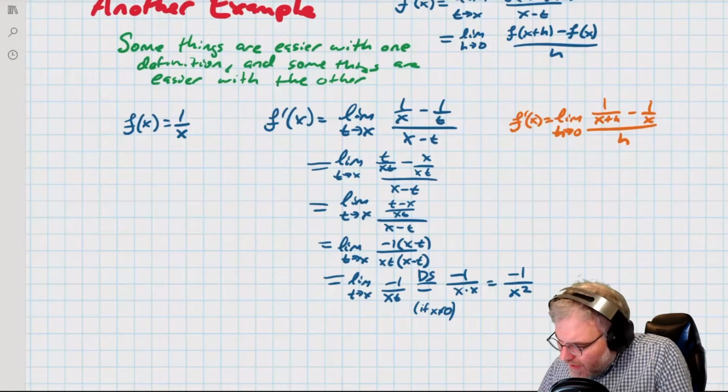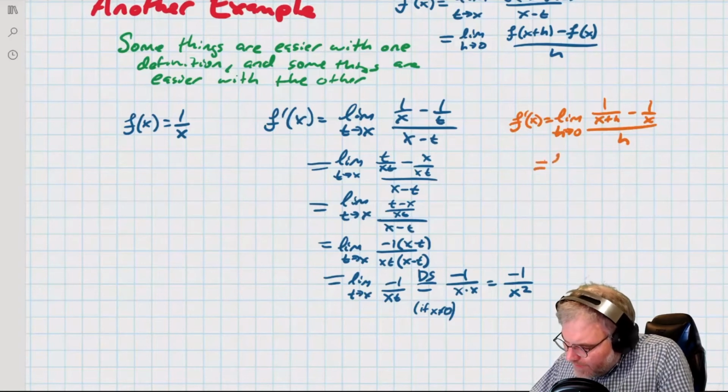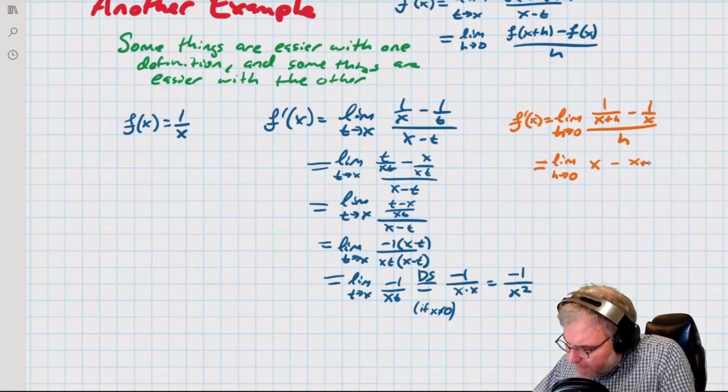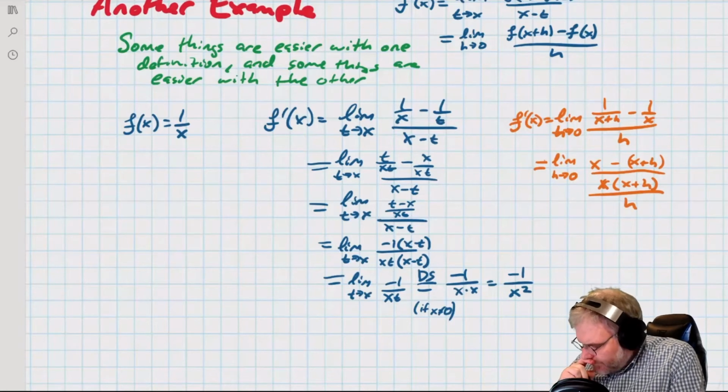Now, on the other side, I can do the exact same thing, and I wind up with the limit as h goes to 0 of, and then I do the same cross multiply trick, but I wind up with x plus h on this side over, and then I've got x times x plus h all over h.